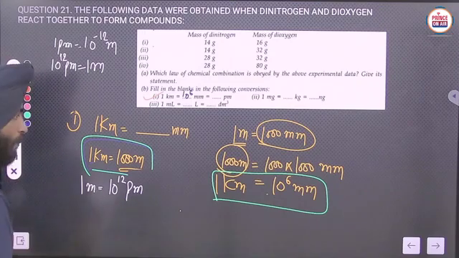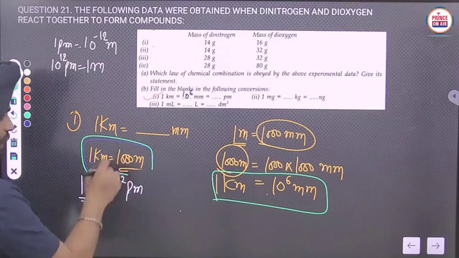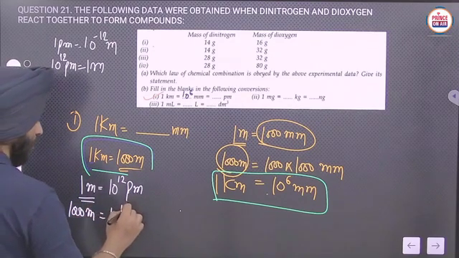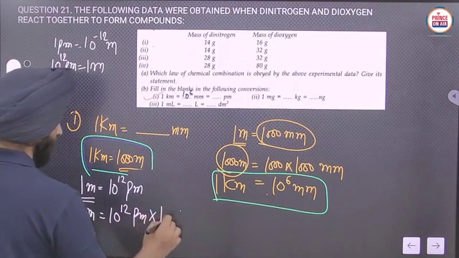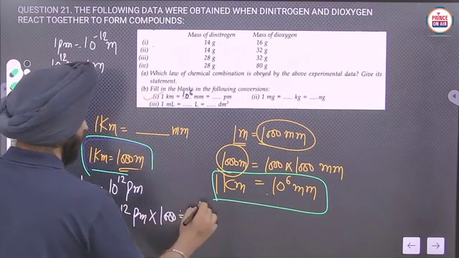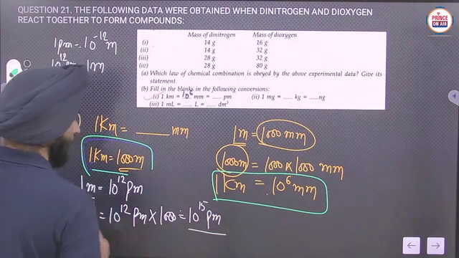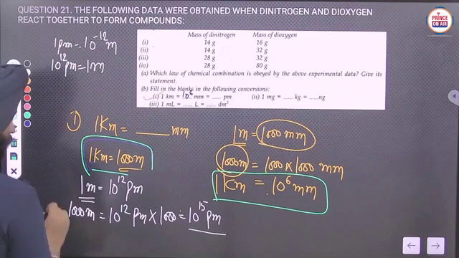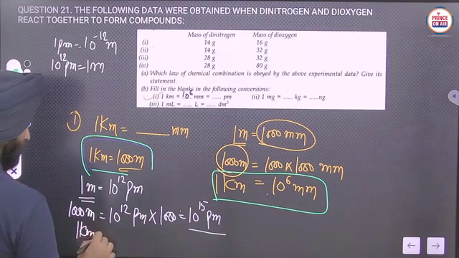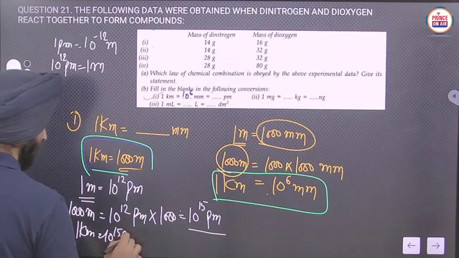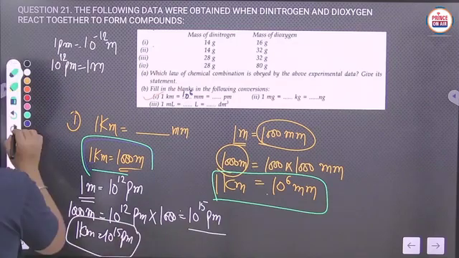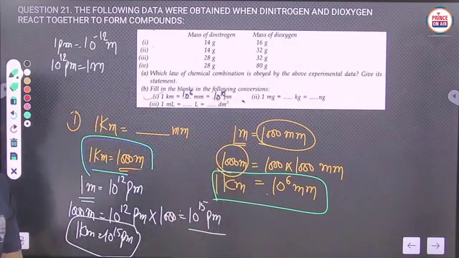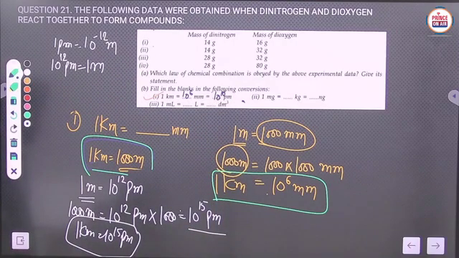So here 1 meter is equal to 10^12 picometer. But in place of 1 meter we have 1000 meter, so 1000 meter will be 10^12 picometer into 1000, so it will be 10^15 picometer. Okay, so here you can write it as 1 kilometer is equal to 10 raised power 15 picometer. So now you can write it here as 10 raised power 15 picometer.